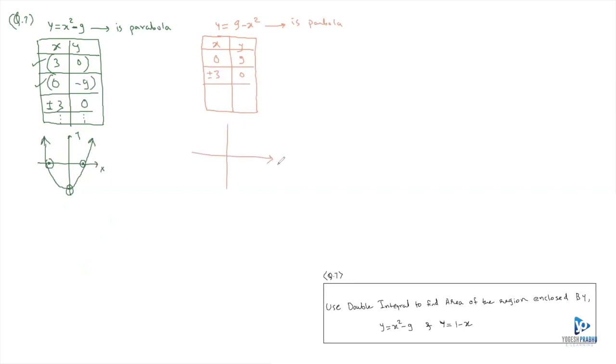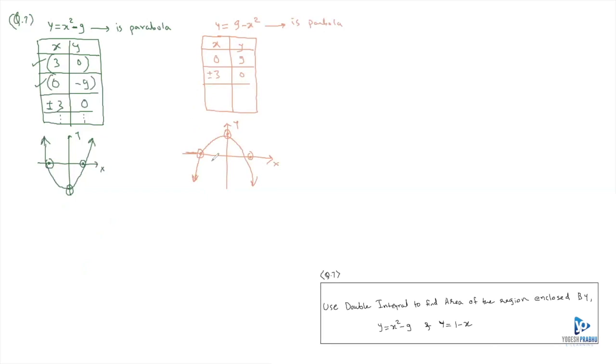Help me plot x and y. You see the points (-3, 0) and (3, 0), these 2 points. And then there's one more point, (0, 9). That's over here. Do you see that's this parabola? And now what does the question say? Region enclosed by these parabolas.